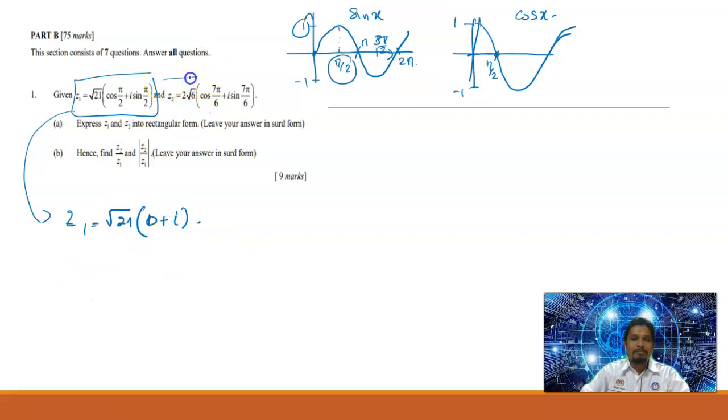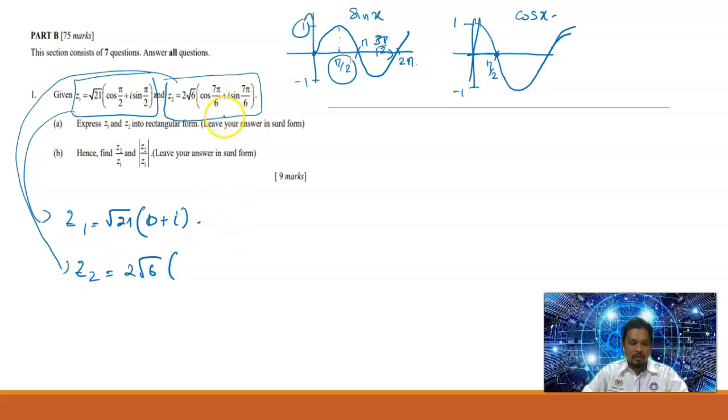Then the second complex number here, z2 equal to 2 square root of 6. So cos 7 pi over 6 for this one is negative square root of 3 divided by 2. And then minus sine 7 pi over 6, which is 1 over 2 i.